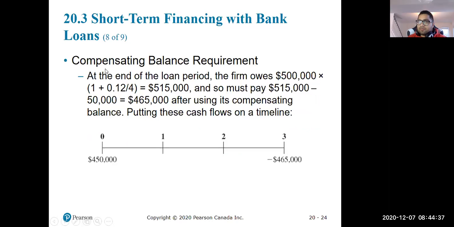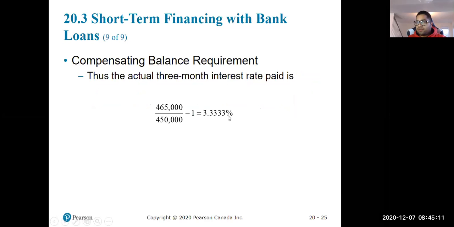So whenever a balance is to be kept, how to do that? 500,000 is extended to you, but you have to block $50,000 of that in a bank. So actually you're given only 450,000. And how much do you have to return? You have to return 515, that is principal plus interest, minus the 50,000 you already have with the bank. So you have to return 465. Then you can calculate the effective annual rate.